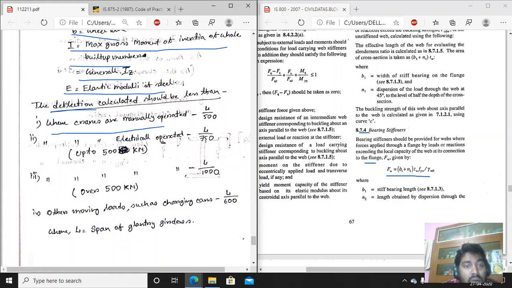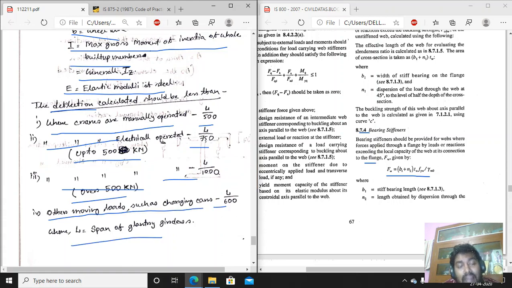Where cranes are manually operated, the value will be taken from that. For EOT crane up to 500 kilonewton load, the value will be that. Over 500 kilonewton load, the deflection limit will be that. And for other moving loads such as charging cranes, L by 600, where L is the length of the Gantry girder. So we have to check the calculated deflection value against the deflection value provided here.